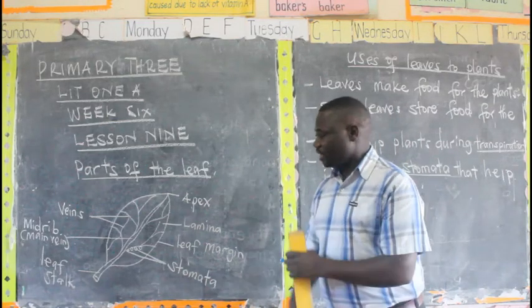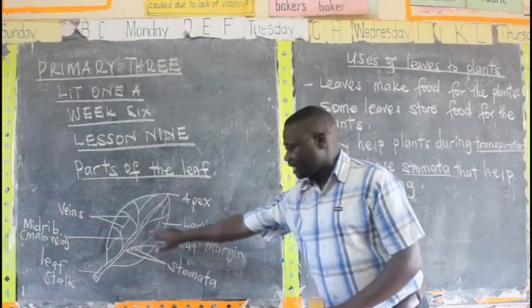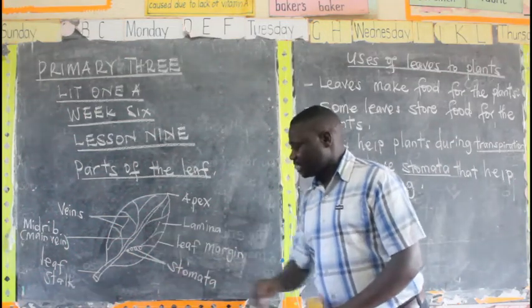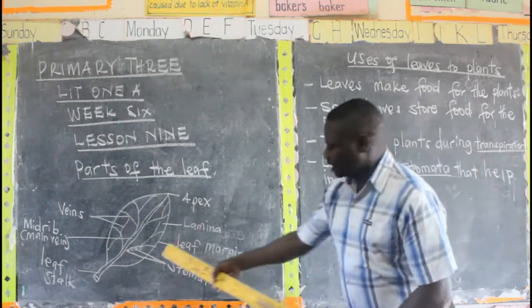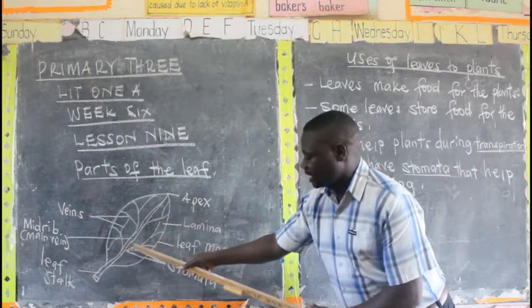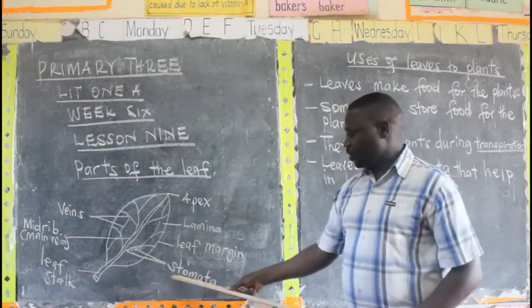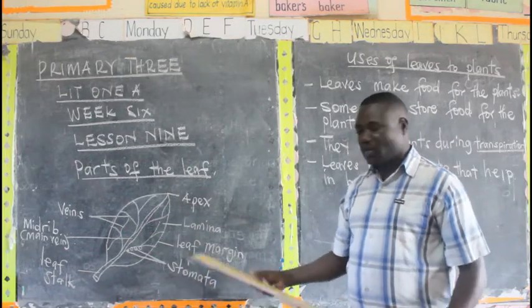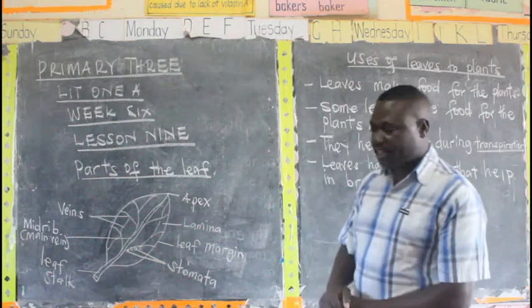Good. Then now, this leaf here also has some structures that enable it to breathe. You see some dotted structures here. We call them stomata. All of you? Stomata. Good. They help a leaf to breathe.